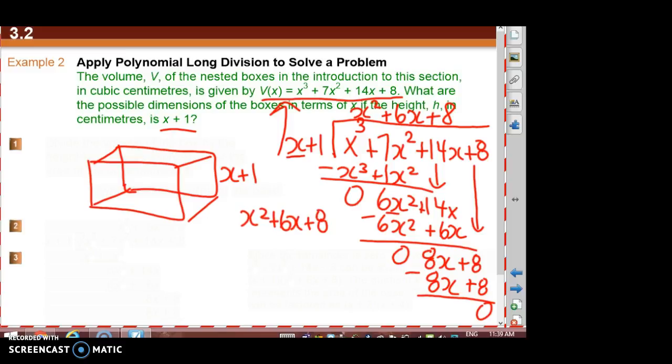Okay, so how could we find factors for this, what could you do? Yeah, we want to find common factors. So what multiplies to 8 and adds to 6, which are 4 and 2. So then we would write them as x plus 4 and x plus 2, because 4 plus 2 is 6 and 4 times 2 is 8. So these would be the possible dimensions of the cube.